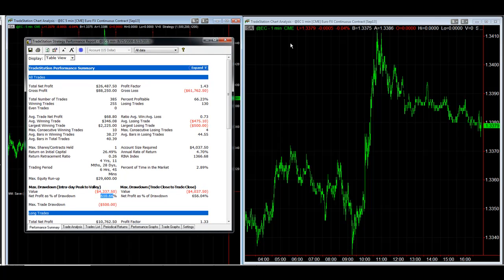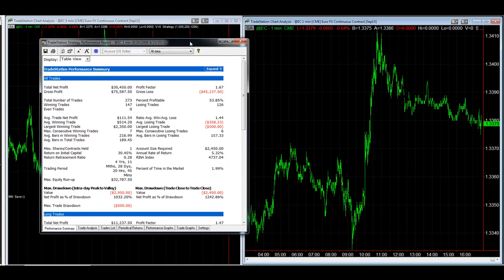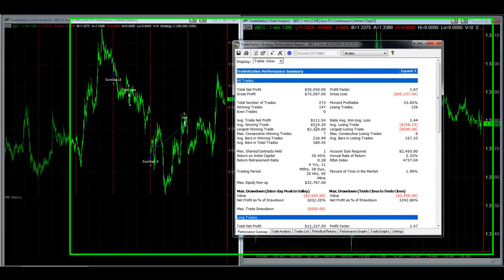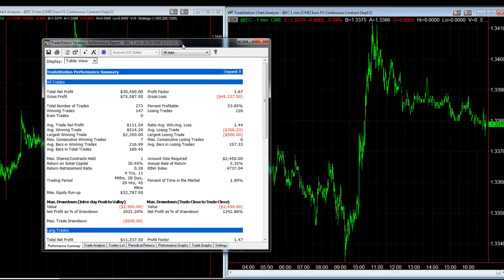And over here on the right side is our algorithm. We applied it to the euro on a 1-minute chart, and you see we go up from $68 to $111 average trade profit, $29,500 drawdown, and $30,000 net profit. This also is boosted from around 600% to around 1,000%. And these are just the basic results.